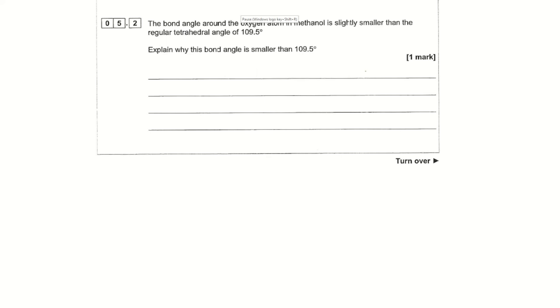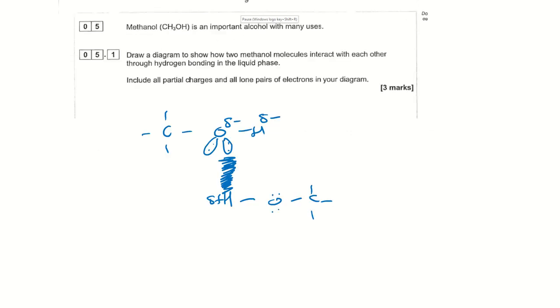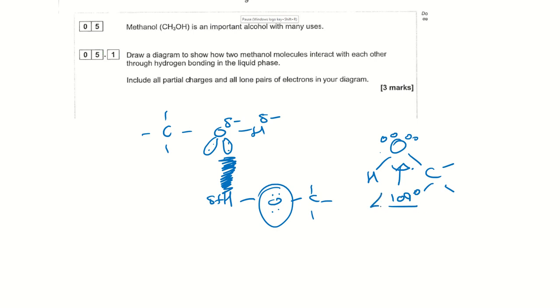Right, it then says that the bond angle around the oxygen atom in the methanol is smaller than the regular tetrahedron. Why is that bond angle smaller? Well, that's simply because around here you have 2 lone pairs. So the oxygen, which has 2 lone pairs, is going to cause the hydrogen, and in this case the carbon, to have a smaller bond angle than what you might expect. And that would normally be 109 for the tetrahedron. This one's going to be less than 109 degrees.